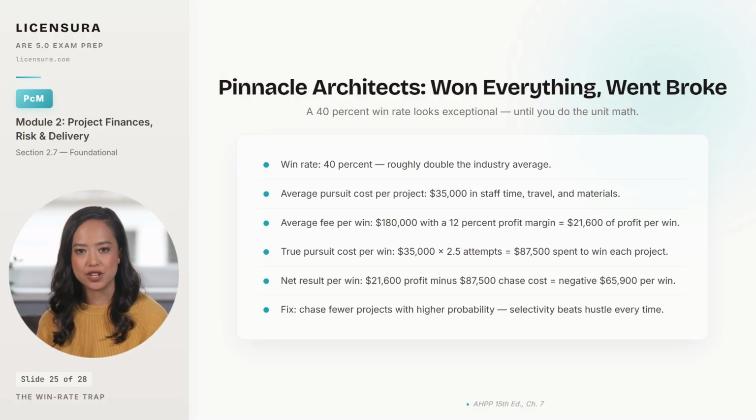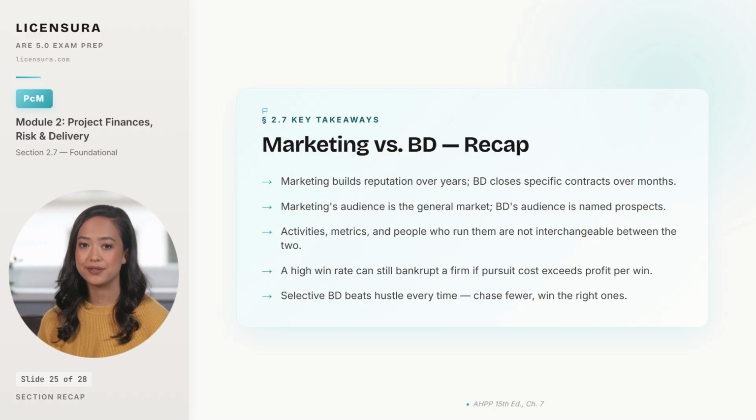The fix is not to win more. It is to pursue less, more selectively, with higher probability per pursuit. A 25% win rate on the right projects beats a 40% win rate on the wrong ones every time. Let me close with the 5 takeaways you should walk away with on this distinction. 5 takeaways from this section.